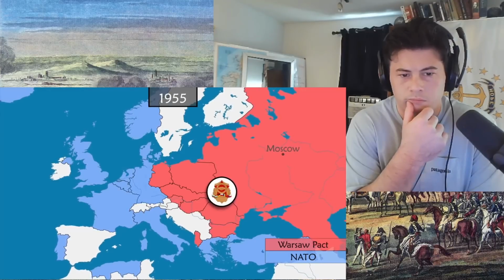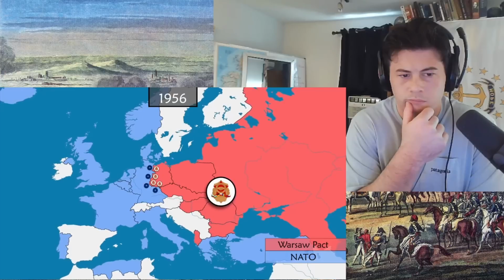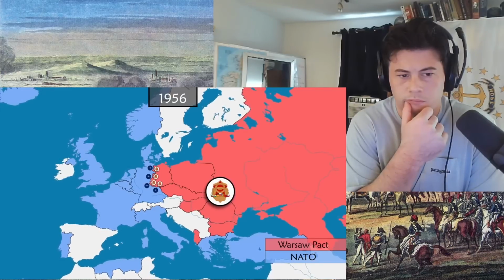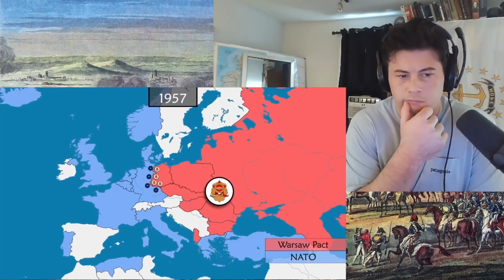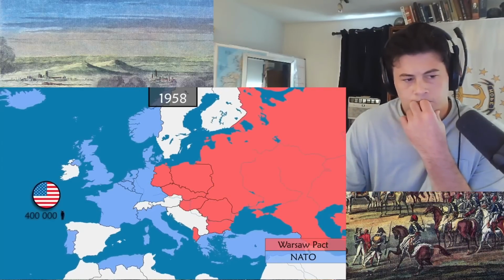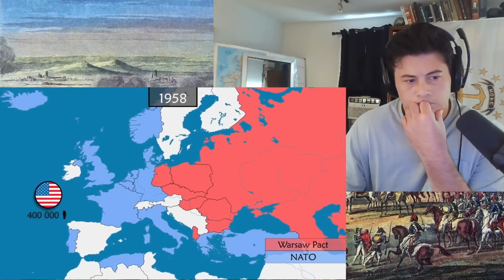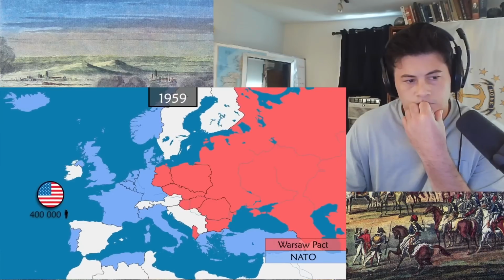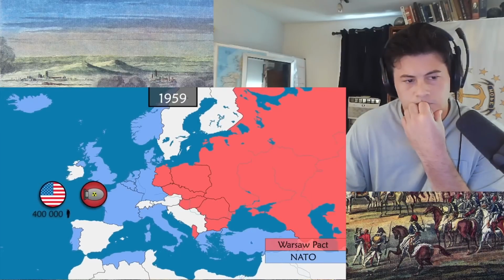A few days later, the Eastern Bloc responds by creating the Warsaw Pact, a military alliance between the countries of Eastern Europe. The armies of the two alliances mainly face each other on either side of the border that divides Germany. The United States, which has approximately 400,000 soldiers on European soil, is now betting on nuclear weapons and installing nuclear missiles in Europe.